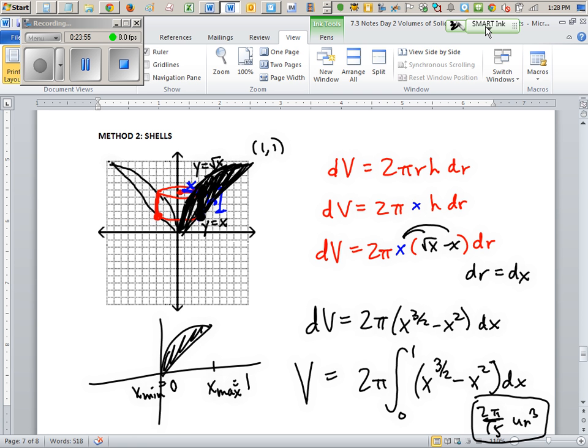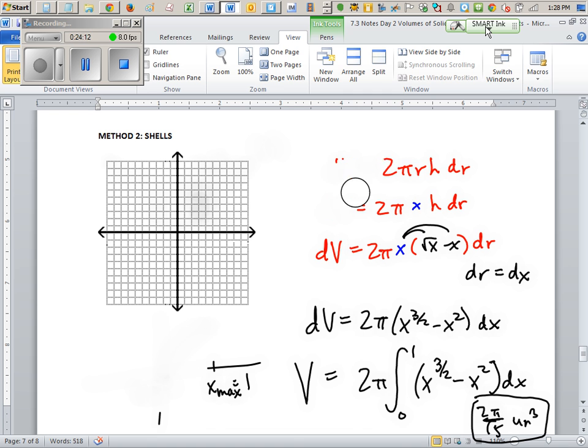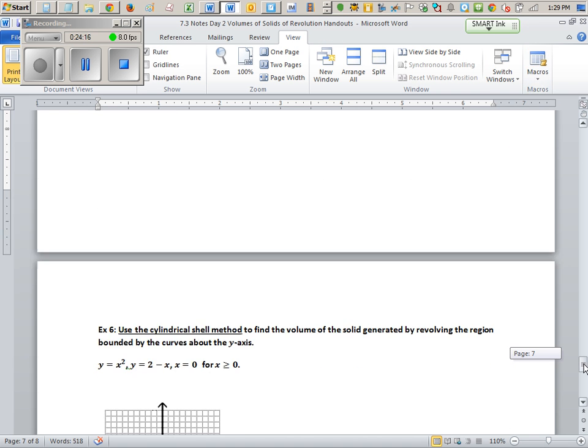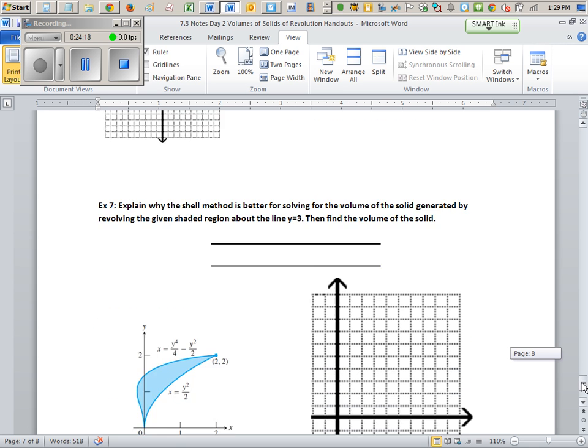We know that, right? The other reason it's healthy is because sometimes you might try to use washers and it doesn't really work. And you realize this method isn't working at all. I'm stuck. So let's look at example 7. We're going to skip over example 6, and I'll show you what I mean. So skip over 6 and go down to this.